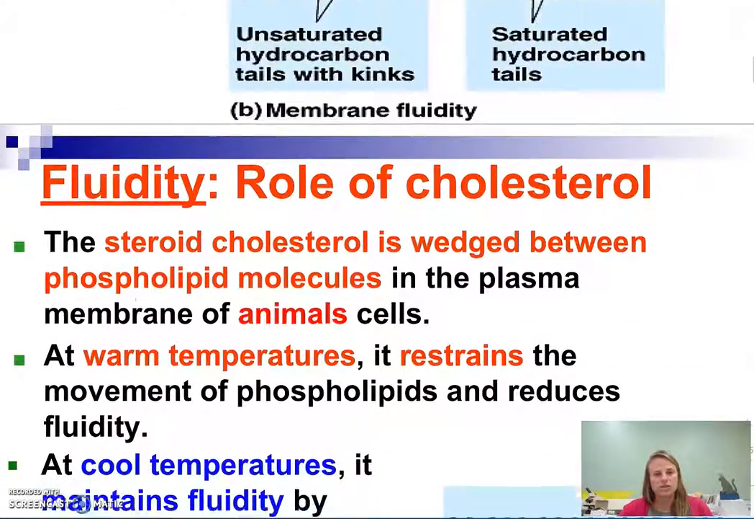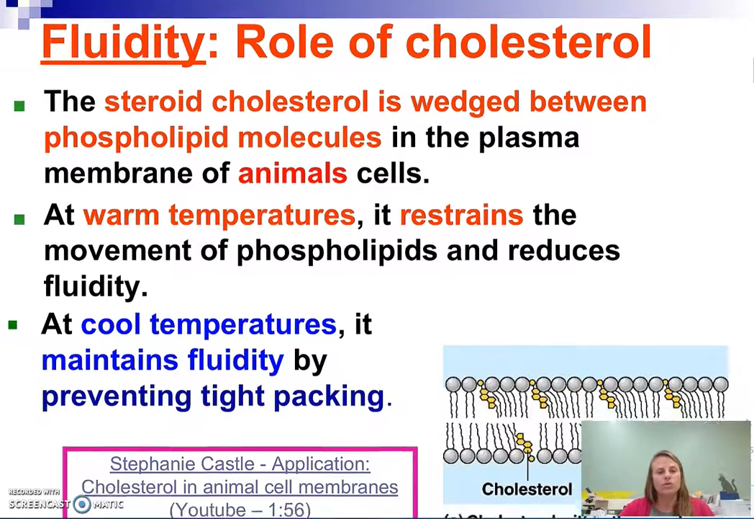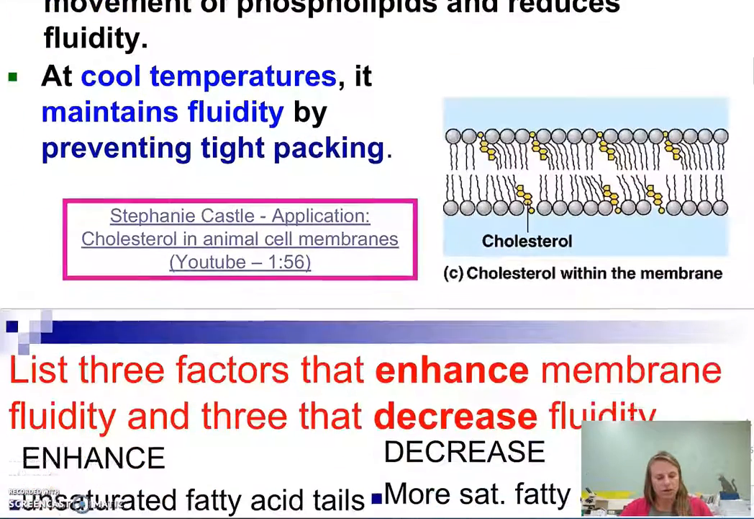This is where cholesterol is going to play a role. Cholesterol is a steroid, and it will be wedged between phospholipid molecules in animal cells, so that in warm temperatures, it restrains the movement and reduces the fluidity. Otherwise, it would be too fluid. And in cool temperatures, it prevents that tight packing. It prevents the tails from coming too close to one another.